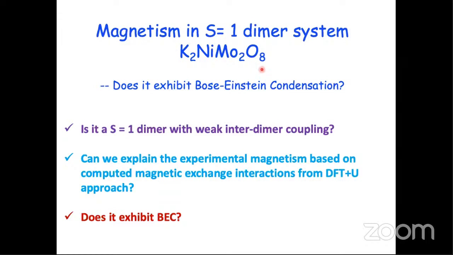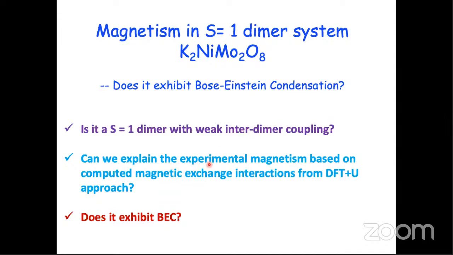So here in this system, we will try to find out whether it can exhibit Bose-Einstein condensation. The approach we will follow: first, I will try to make sure from our density functional theory calculations whether it is really a spin-one dimer or not. And then we'll see what the strength of the inter-dimer coupling is, whether it's in the weak limit or not. That is something we'll try to find out from density functional theory, and we will do this both from the electronic model as well as from the spin model.